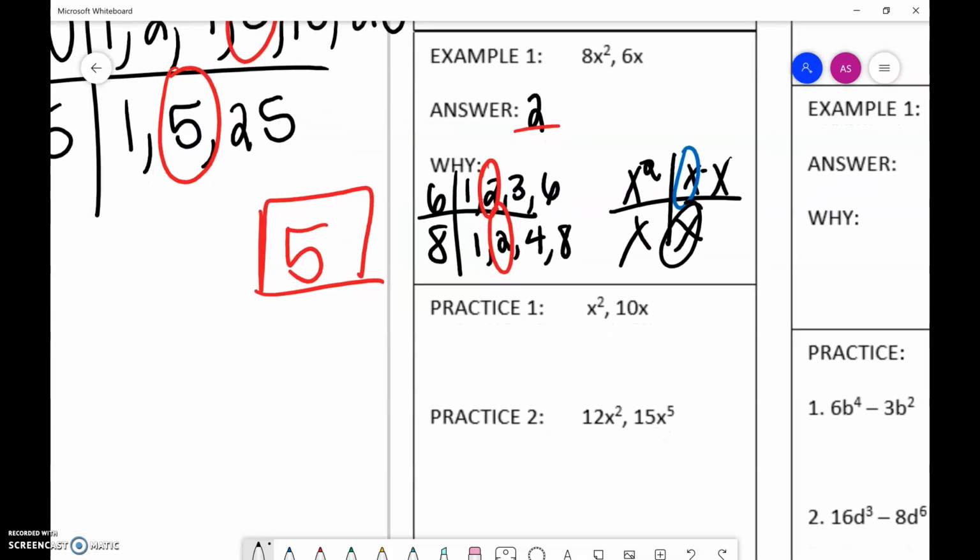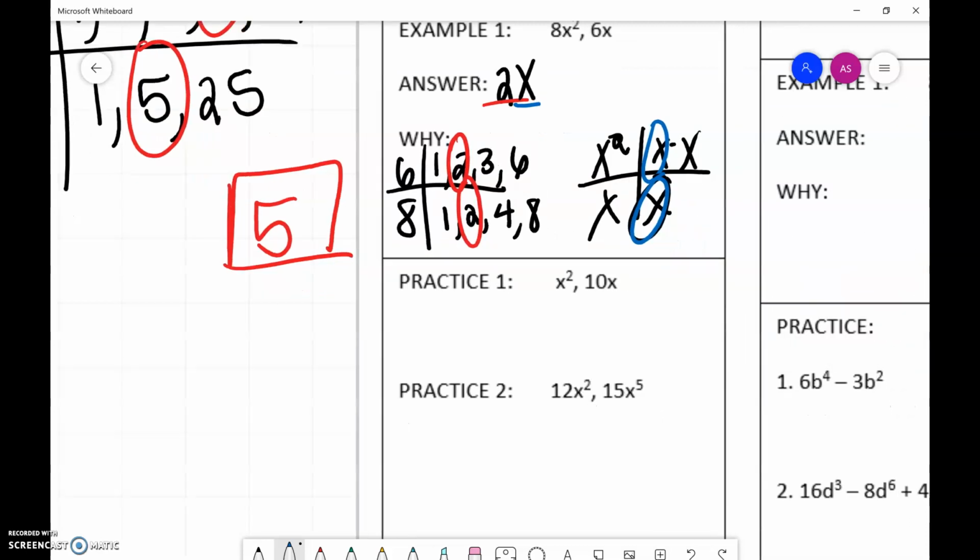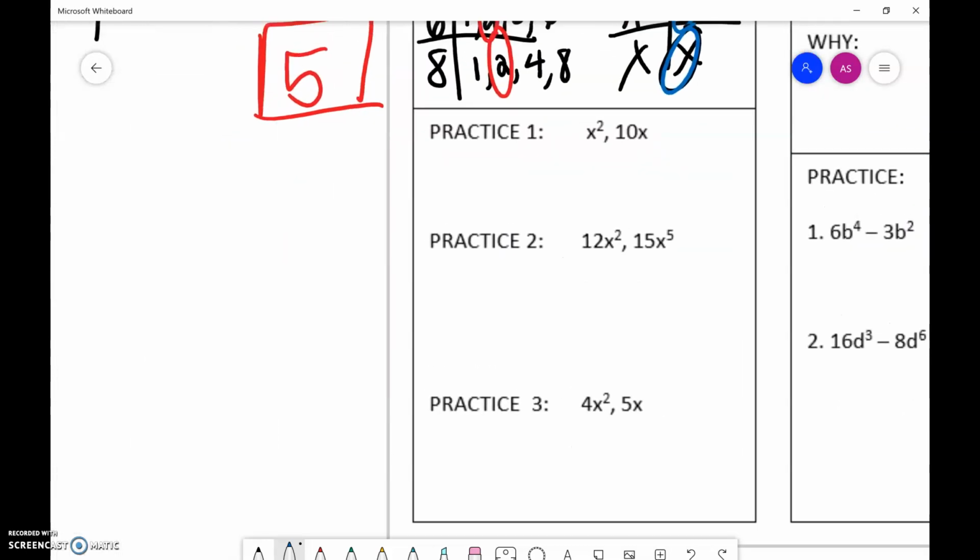Okay, let me go back. We have 1x that they have in common, so that's going to be 2x as my GCF. All right, so these next few are going to be practice. I want you to go ahead and try those on your own. Press pause and then press play when you're ready to check your work.